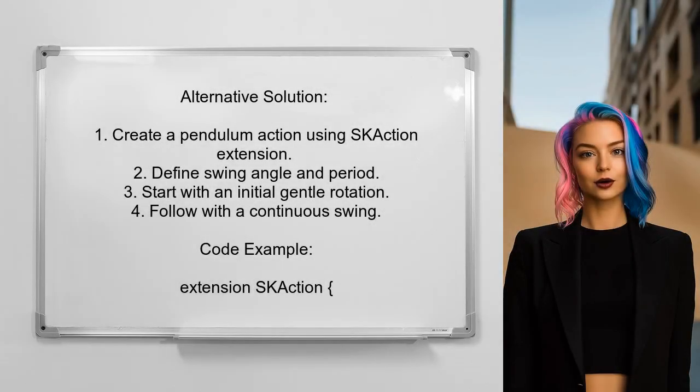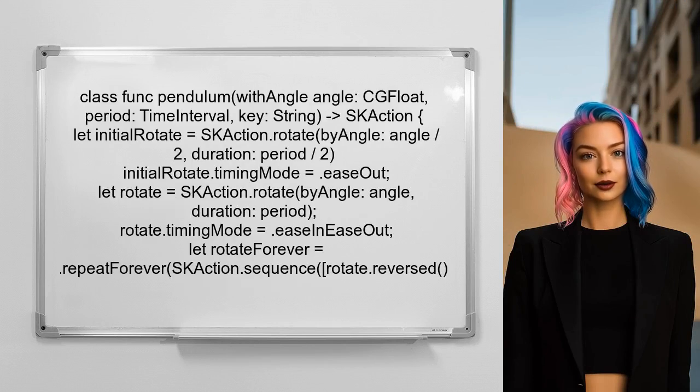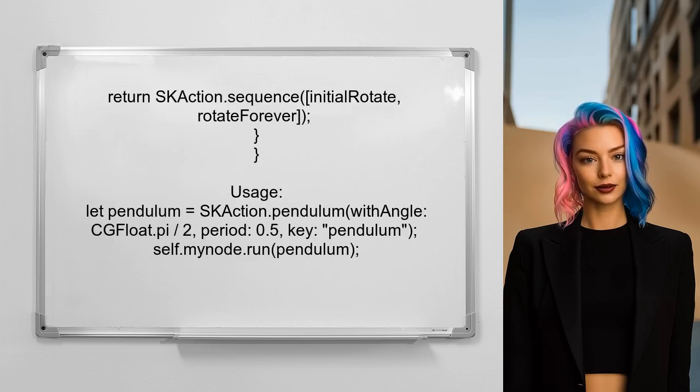An alternative solution suggests creating a custom SCNAction for a pendulum effect. This involves defining an extension that allows you to specify the swing angle and period. The action starts with a gentle rotation, followed by a continuous swinging motion.